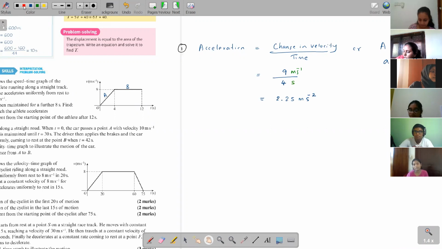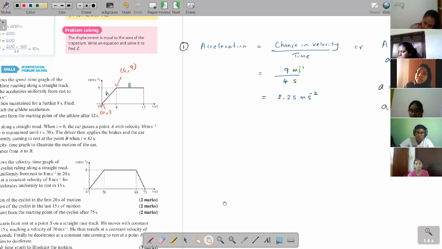Or you may use coordinates. If you use coordinates, origin is 0, 0, and this point is 4, 9. I think we are most commonly using velocity over time. Y1 minus y2, 9 minus 0, x1 minus x2, 4 minus 0. Again, 9 over 4. Same answer comes even if you use the coordinate method, or even if you use the equation.